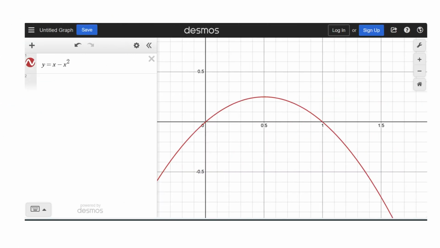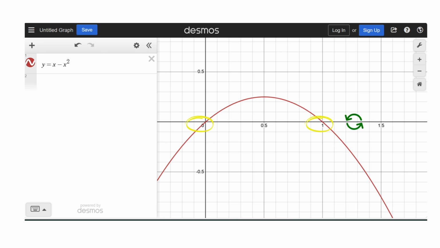All right, let's first start out by graphing y equals x minus x squared. I can see I have x-intercepts at 0 and 1, and I want to rotate this area bounded by the curve and the x-axis about the x-axis.